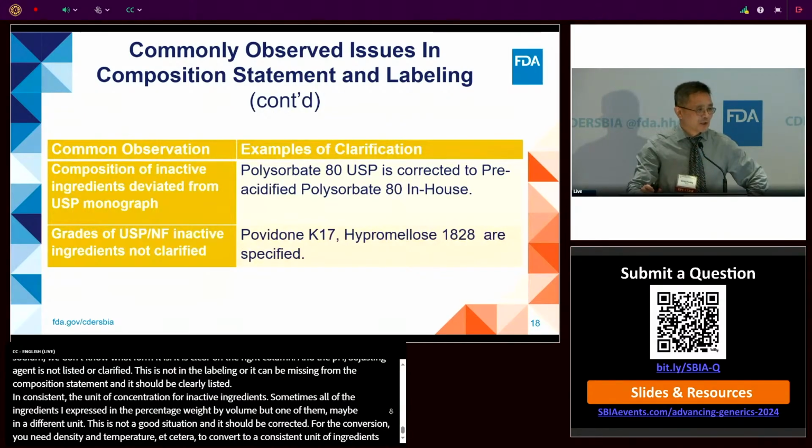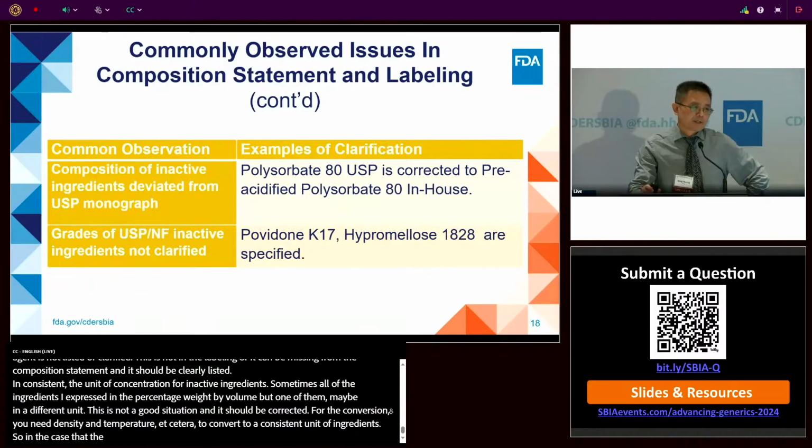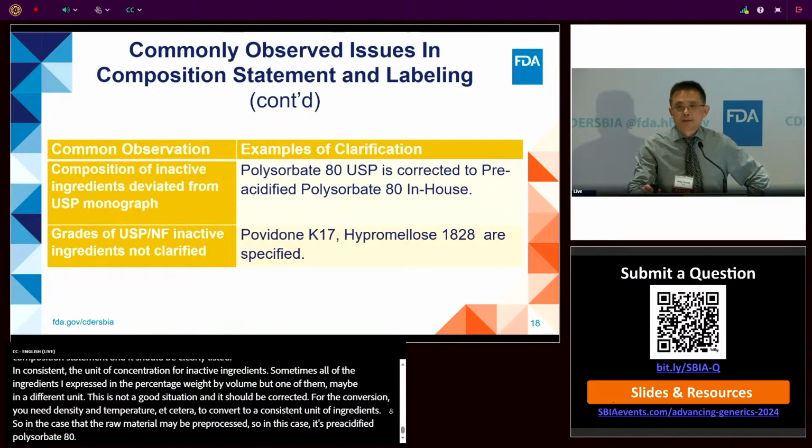Okay, so another example is a composition of active ingredients deviated from the USP monograph. In this case, the raw material may be pre-processed. Here it is a pre-acidified polysorbate 80. So it's considered in-house, even though your starting material, polysorbate 80, is a USP NF grade, but this is pre-processed.